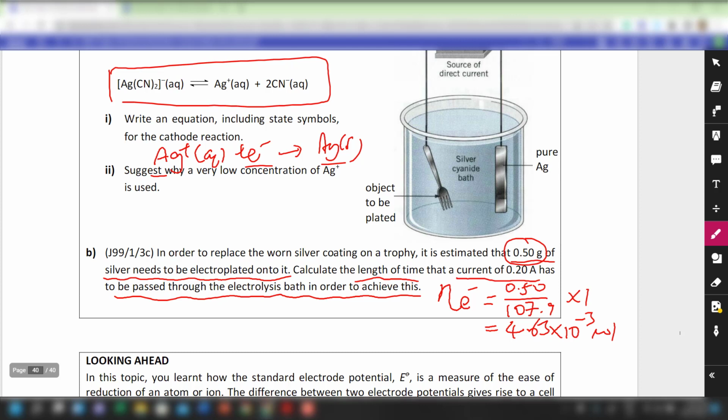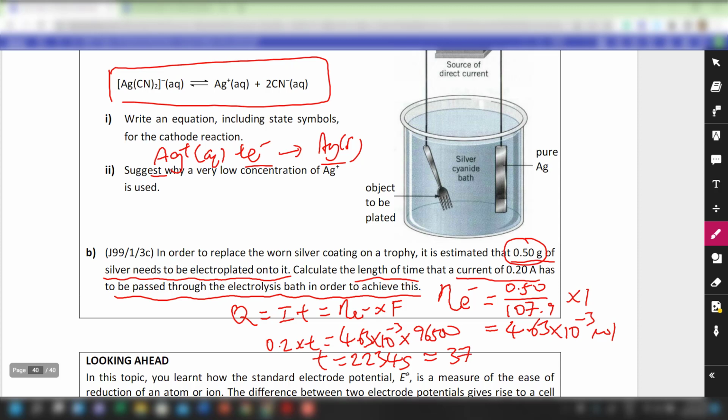So again, we'll use Q equals I T, which equals the number of moles of electrons transferred multiplied by Faraday. Okay, and because the current is 0.2, that's multiplied by T. Now moles of electrons is 4.63 times 10 to the power of -3 multiplied by Faraday, that's 96500. Okay, so if we bring the current down, then we'll get time equals 2,234 seconds. Or if you prefer minutes, then that will be about 37 minutes. Okay, so please perform the calculation and check if you are able to obtain this.